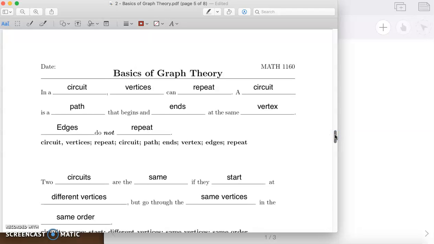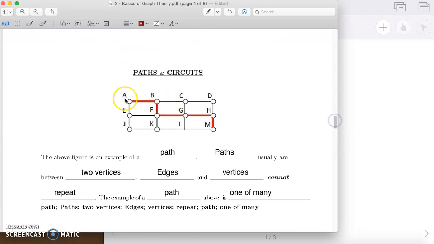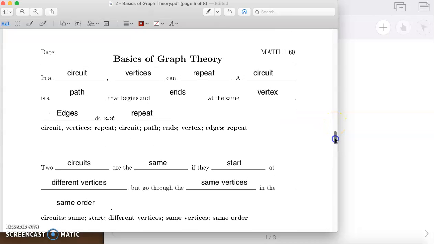In a circuit, vertices can repeat. So a circuit is defined as a type of path. A circuit is a path that begins and ends at the same vertex. So in this example, if we were to go up here and say A to A, and we went A to E to J to K, and went all the way around in a big rectangle, that would be a circuit because it started and ended with the same vertex.